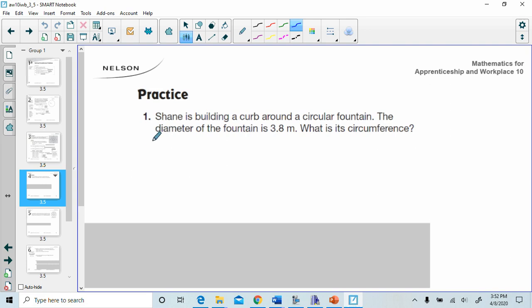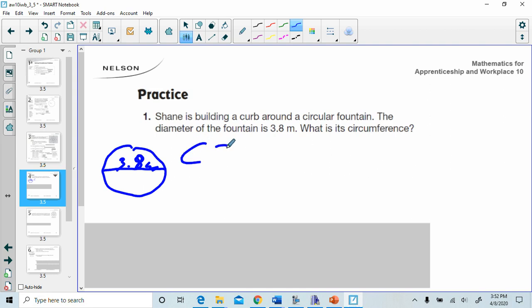So let's just get a makeshift circle, not the perfect one, but there it is. The diameter of that is told to be 3.8, and that's meters. Okay, and then we're looking for circumference.